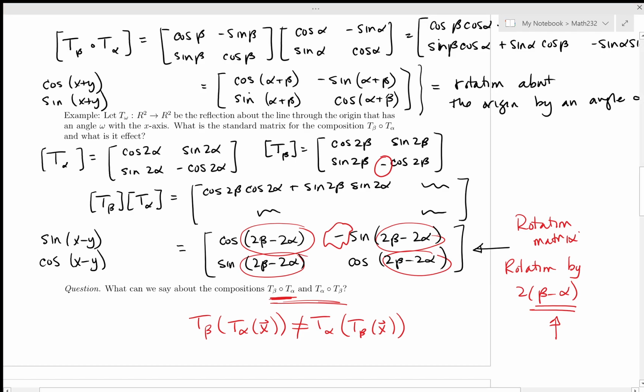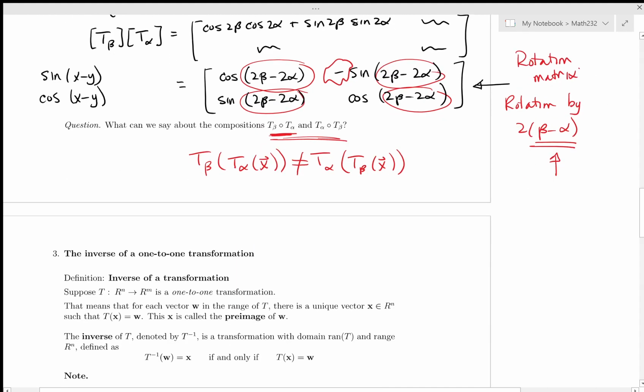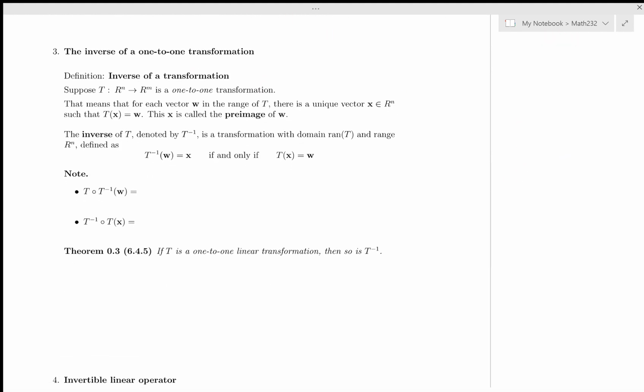All right. What about if we want to take an inverse of a one-to-one transformation? So we suppose that we have a one-to-one transformation. It has to be one-to-one, otherwise the concept of an inverse is not going to make sense. And what does this mean? It means that if we take a vector w in the range of T, so an output, then there exists a unique vector x such that T of x equals w, and that x is called the preimage of w. That's what it means for it to be one-to-one.